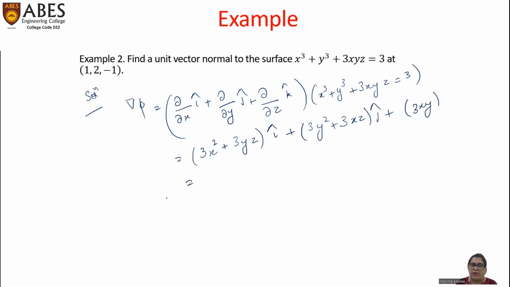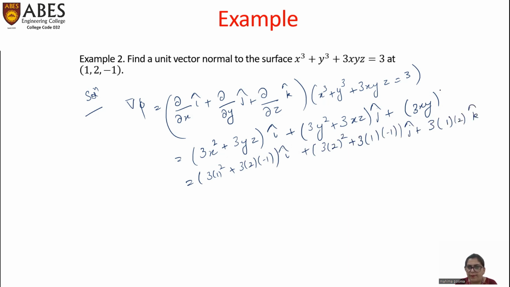Now substituting the values of x, y, z: 3 into 1 square plus 3 into 2 into minus 1 i cap, plus 3 into 2 square plus 3 into 1 into minus 1 j cap, plus 3 into 1 into 2 k cap. Fine. It will be 6 minus 3, i cap. It will be 12 minus 3, 9 j cap. It will be 6 k cap.